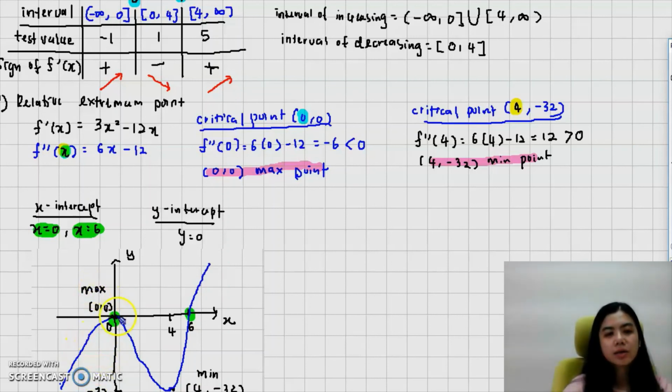You can see that 0, 0 is the maximum point, and in here is the minimum point. You can judge from the picture.